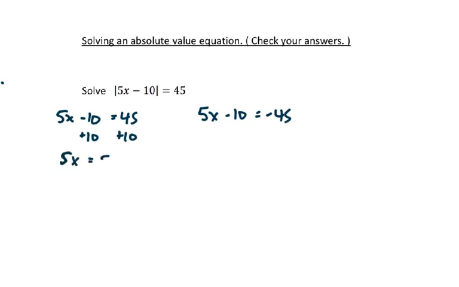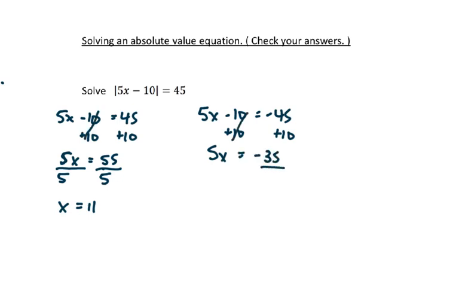5x equals 55. Divide by 5, x equals 11. And again over here, we're going to add 10. 5x equals -35. And we'll divide by 5, x equals -7. So I've got two answers. I'm going to have to check them, though, to make sure that I don't have something weird going on.